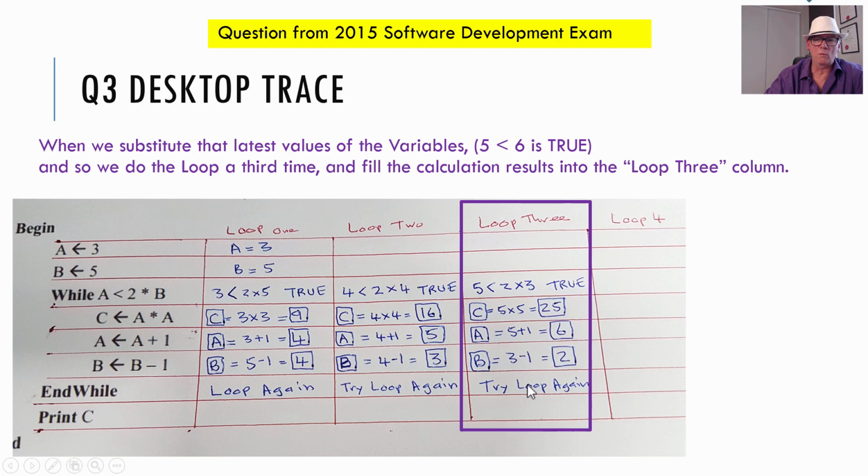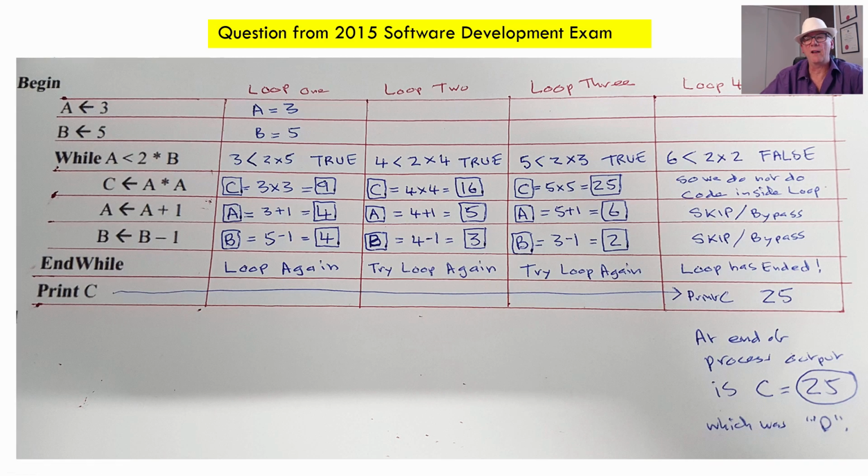The loop, again, will make us go and try a 4th time. Now, when we test the 4th time, A currently is up to a 6. And so we're checking, is 6 less than 2 times B? All right, so we've got a 6. Now, 2 times B, that'd be 2 times 2, because we got a 2 in there, which is 4. 6 is not less than 4, so that's now become false.